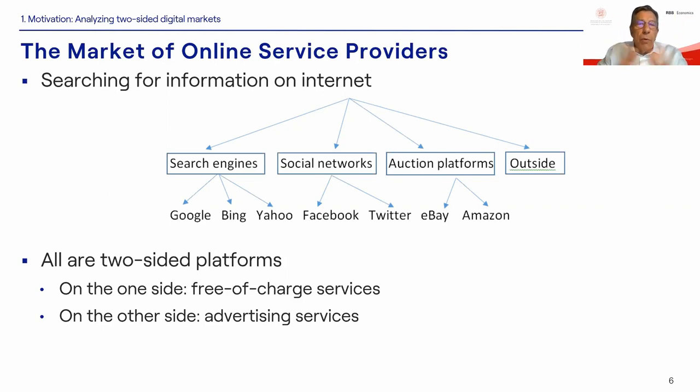So you are searching for information on the internet, you want to look for a pair of shoes, and you have different ways to learn about these shoes. You can use a search engine, could be Google, Bing, or Yahoo. Or you can ask your friends or your followers on social networks, or you can go to some place where you can buy shoes like Amazon or eBay, or there are other possible alternatives to look for this information. But what is interesting here is that I have quoted different two-sided platforms.